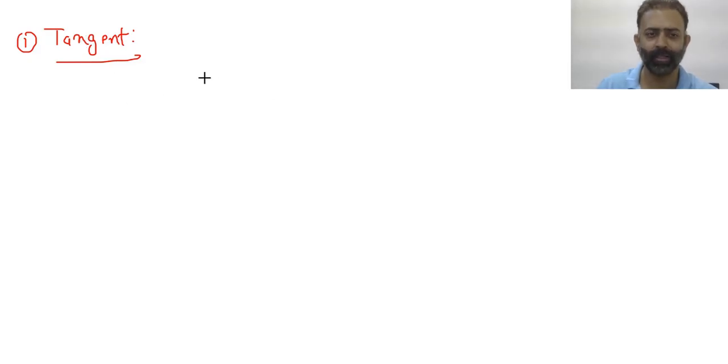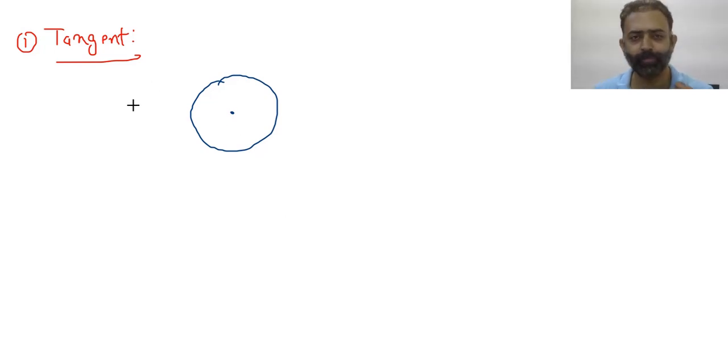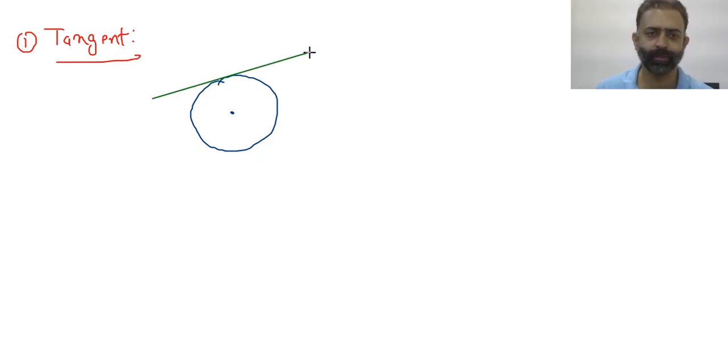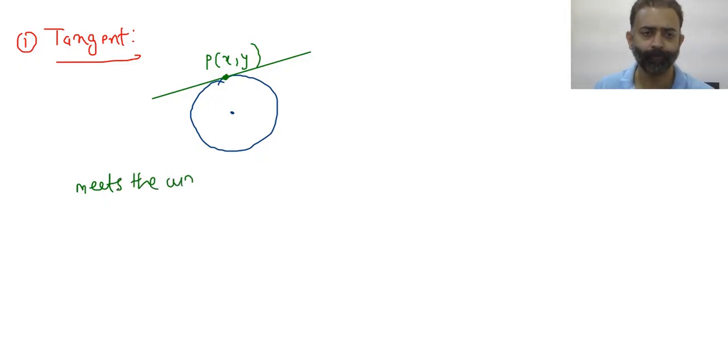we have learned that if there is a circle, let us say, with the given center, then any straight line which meets the circle at a single point is called a tangent, right? So this green line is meeting the circle at a given point P, whose coordinates are, let us say, x comma y. So we call this a tangent. And what is the definition? That it meets the curve at a single point.